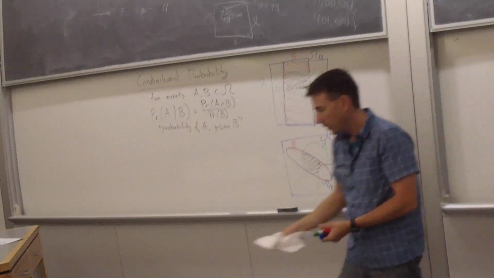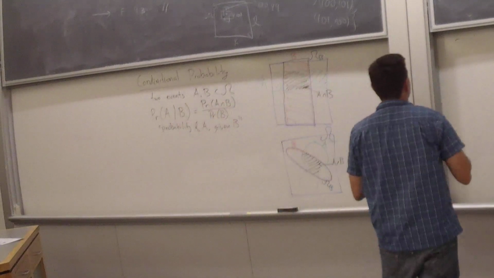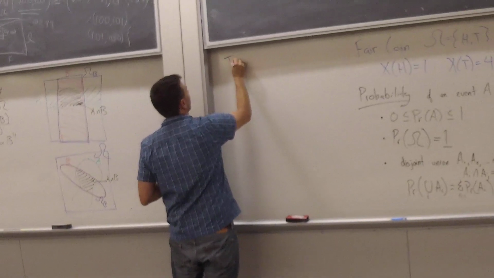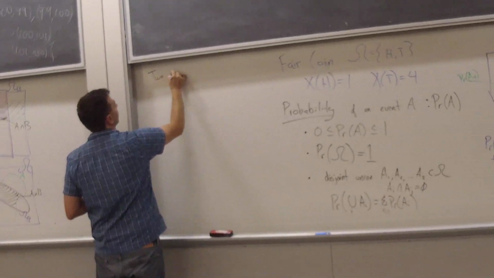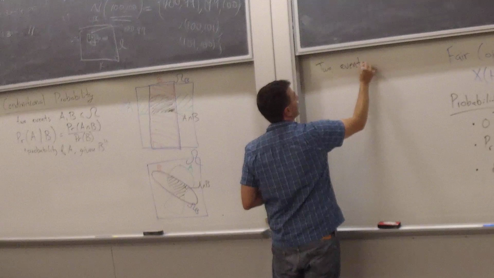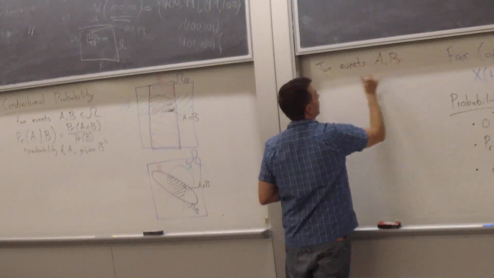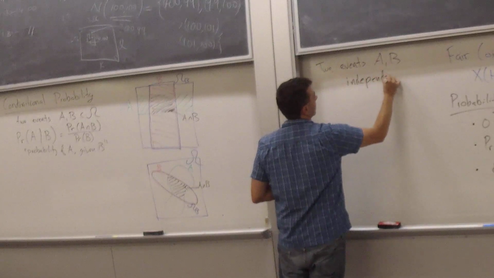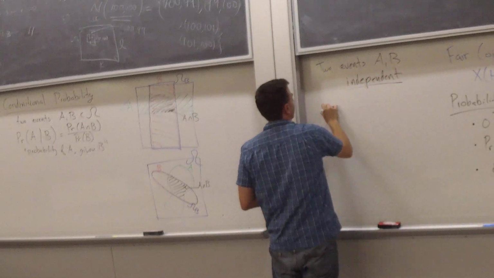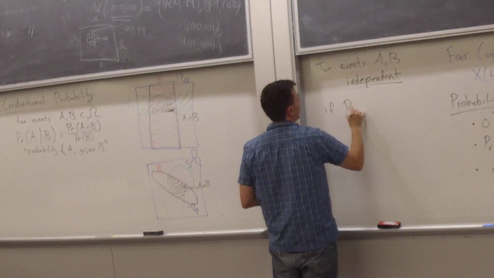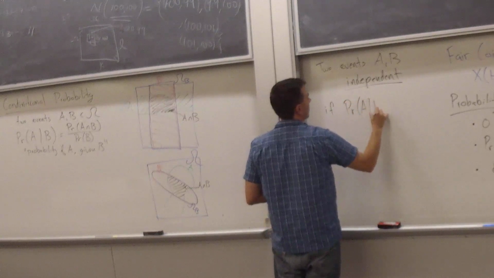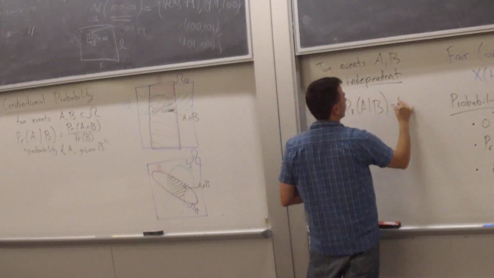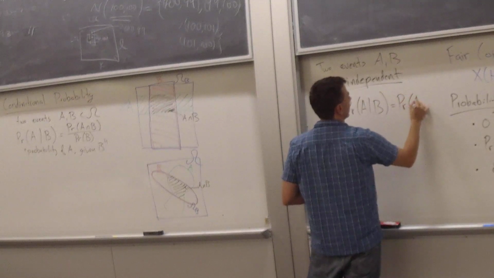Okay, so now the concept is that two events, A and B, are independent if the probability of A given B is equal to the probability of A.